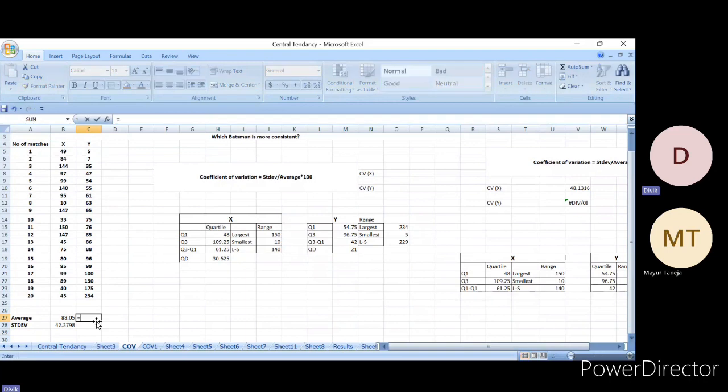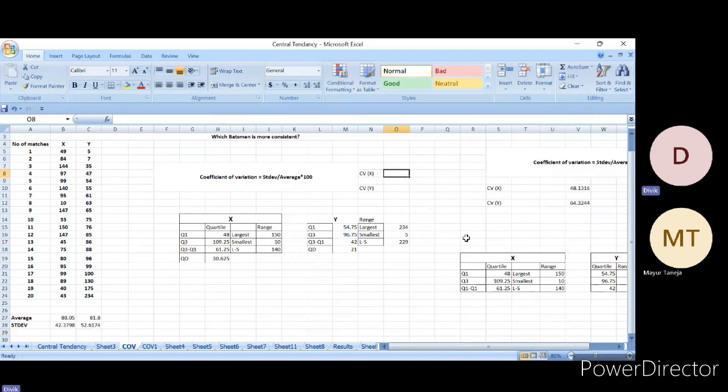Then for the second series, again AVERAGE, give this range, close the bracket, and enter. And here STDEV, that is standard deviation, then give the range, close the bracket, and enter. So we get these values: the average for the first series is 88.05 and the standard deviation is 42.38. For the second series, the average is 81.8 and the standard deviation is 52.62.